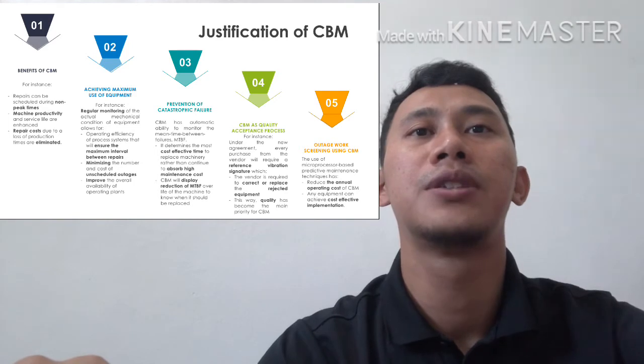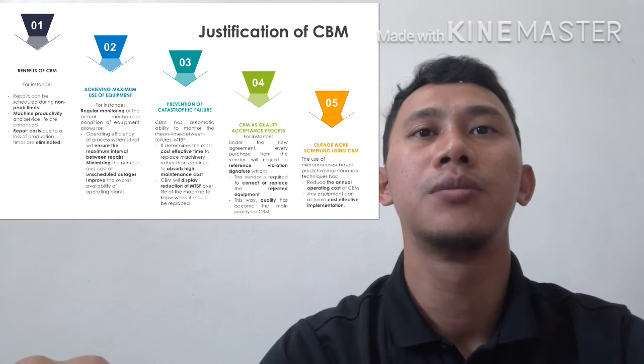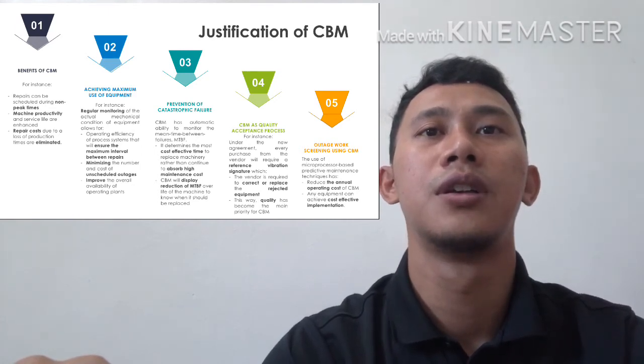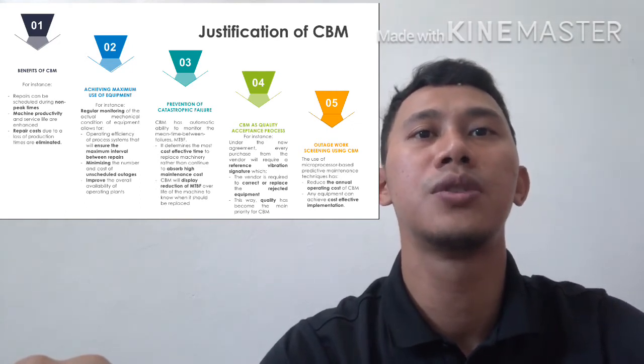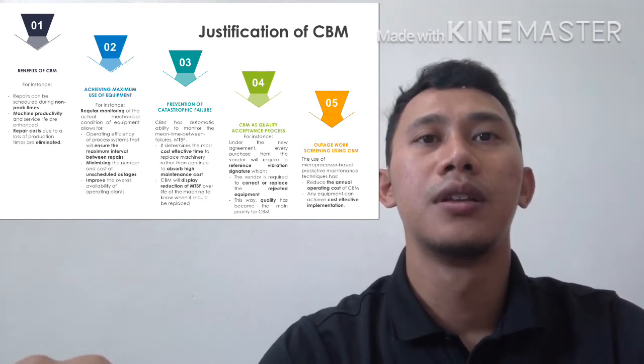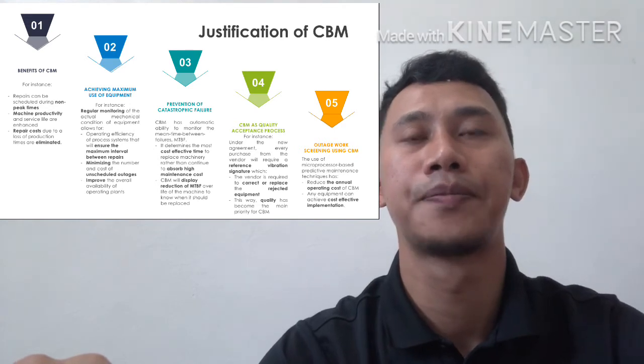Second, achieve maximum use of equipment. For instance, regular monitoring of the actual mechanical condition of equipment allow for operating efficiency of process system that will ensure the maximum interval between repair. Minimizing the number and cost of unscheduled outage improve the overall availability of operating plants.